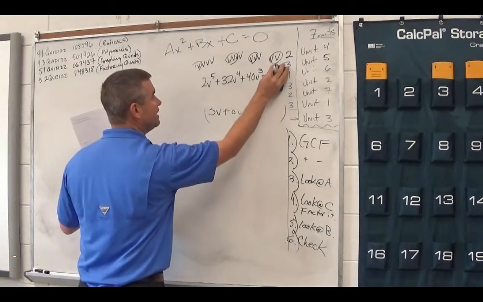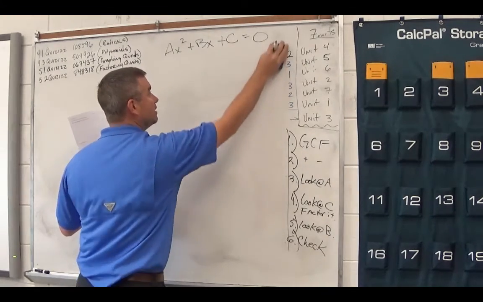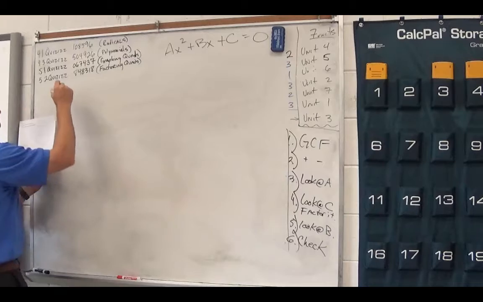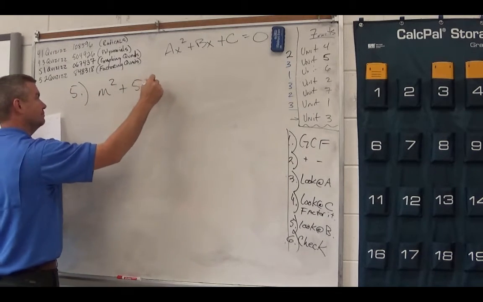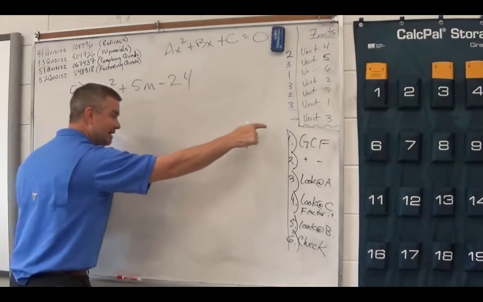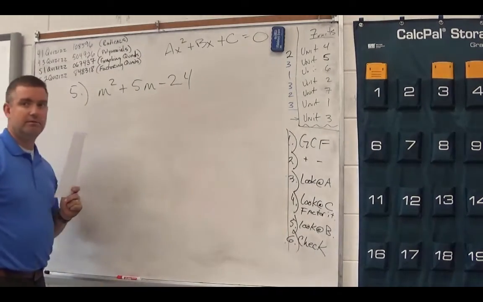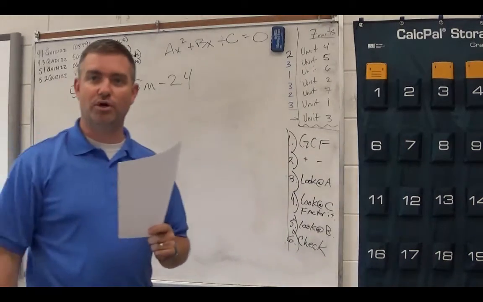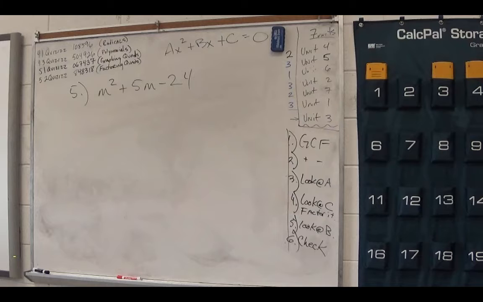Michael Vecchio, hold on just a second, read out number 5 for me. Nice and loud. M squared plus 5m minus 24. All right, I've got steps right here. Write these on your paper. Step 1, GCF. Step 2, look at your signs. That's what plus and minus is there for.